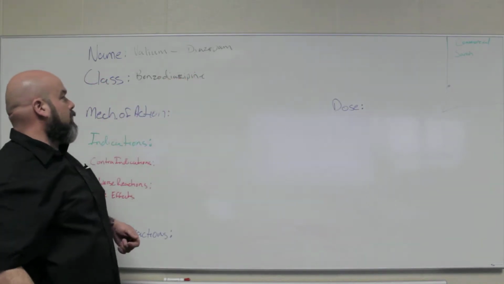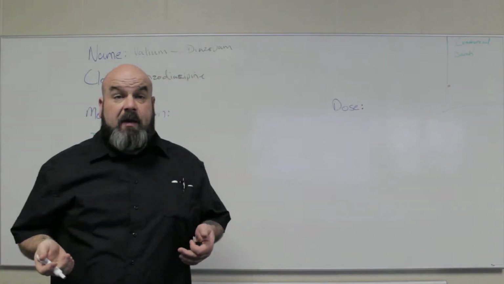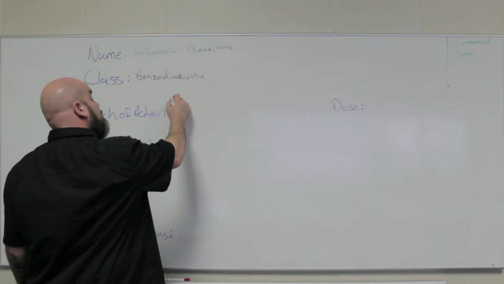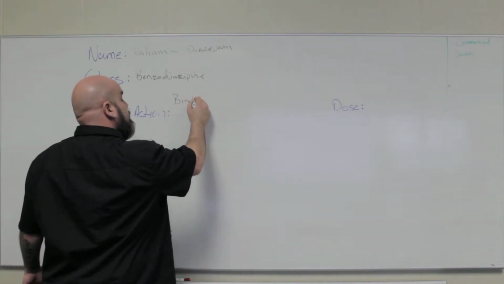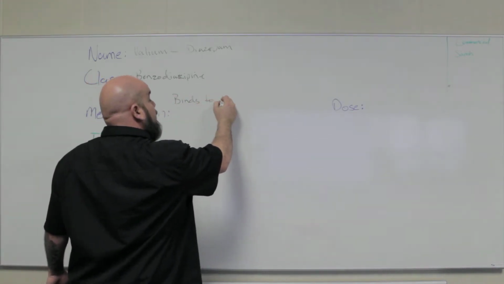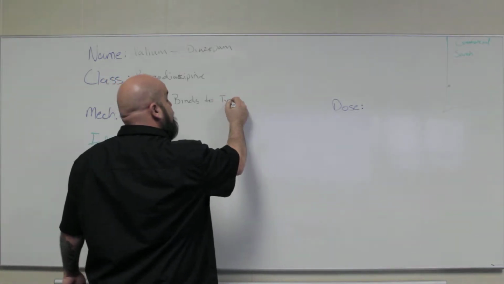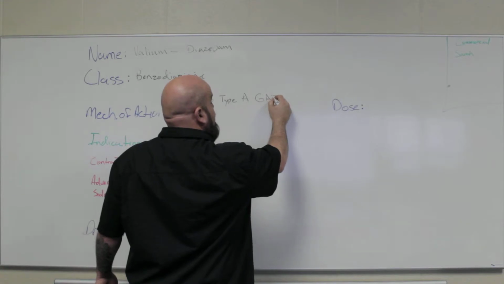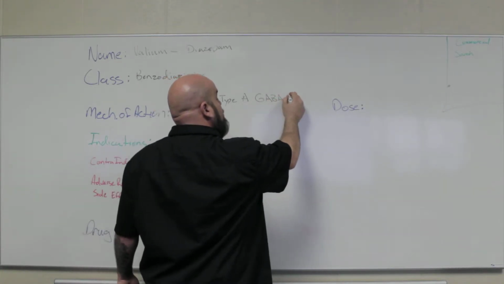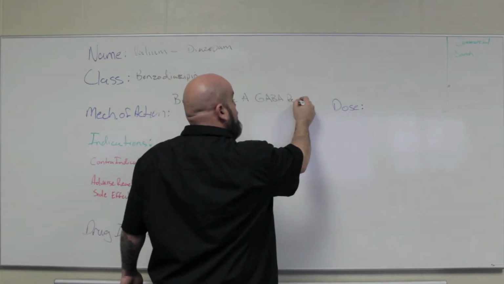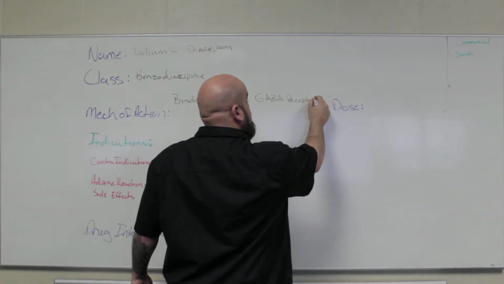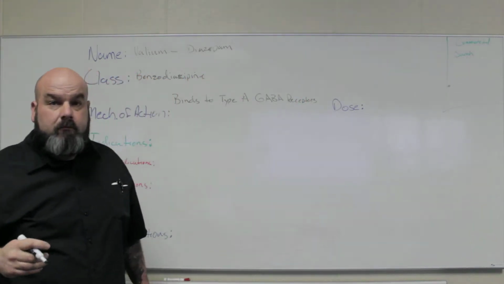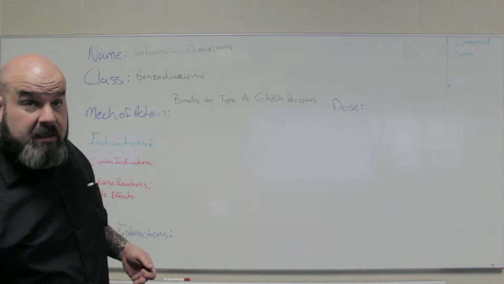How does a benzo work? Its method of action is it binds to type A GABA receptors, causing sedation.